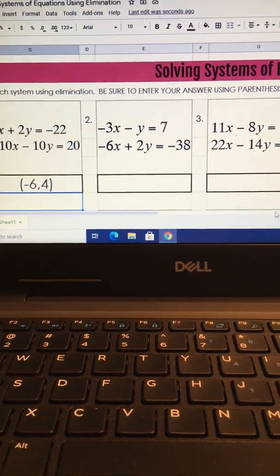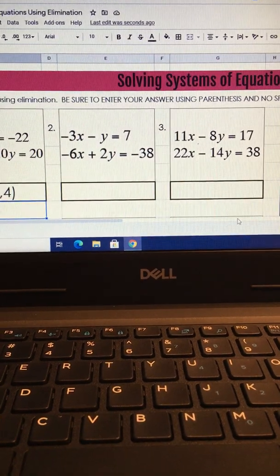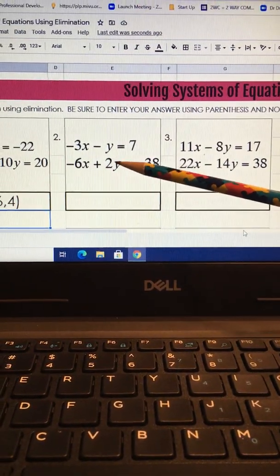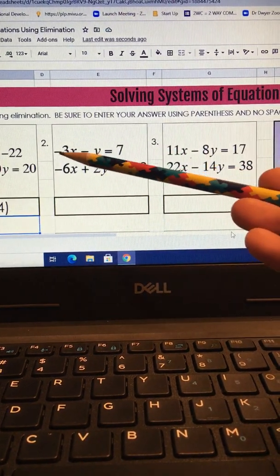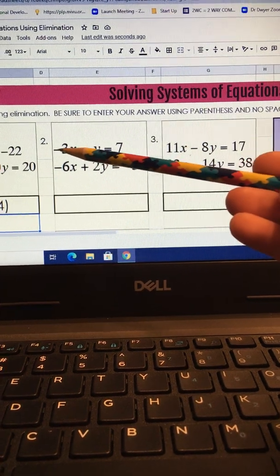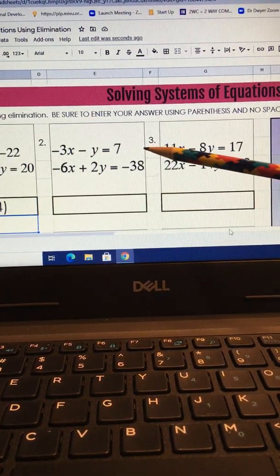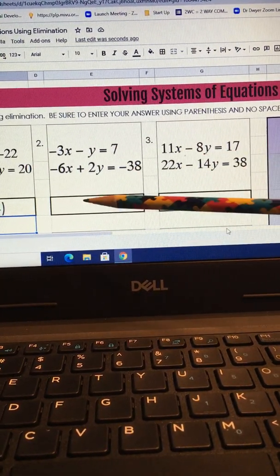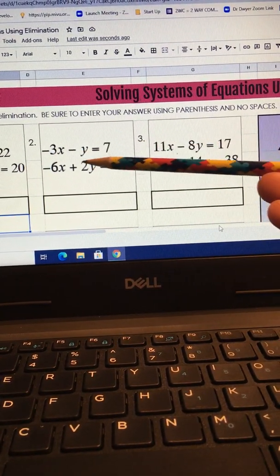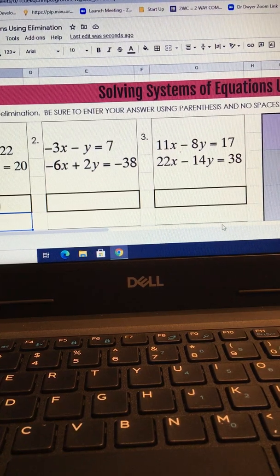All right, so for number 2, I noticed that these are already the opposite, so I would multiply that top one by 2, so the y's would be canceled out. Remember, when you multiply, you're going to multiply all the way through. So that cancels out the y, you'll solve for x, then you'll plug x back in, and then solve for y.